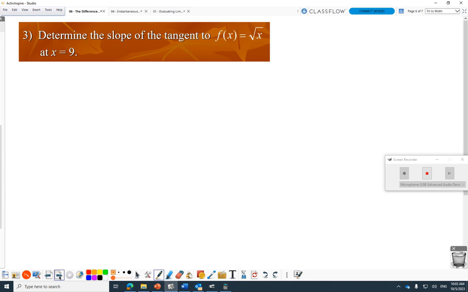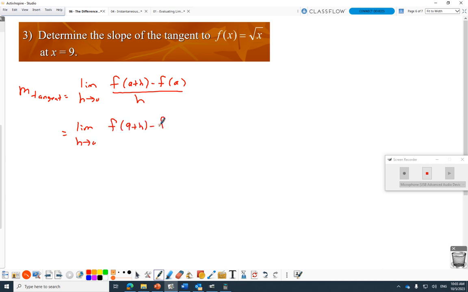M tangent. Again, your new best friend. Limit as h approaches 0, f at a plus h minus f at a over h. Or in this case, limit as h approaches 0, f at 9 plus h minus f at 9 over h. Those first two lines are the same no matter what function. You don't even have to look at the function to know those are the first two lines.